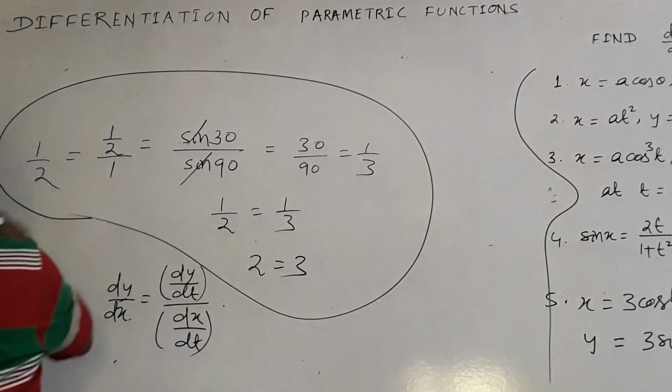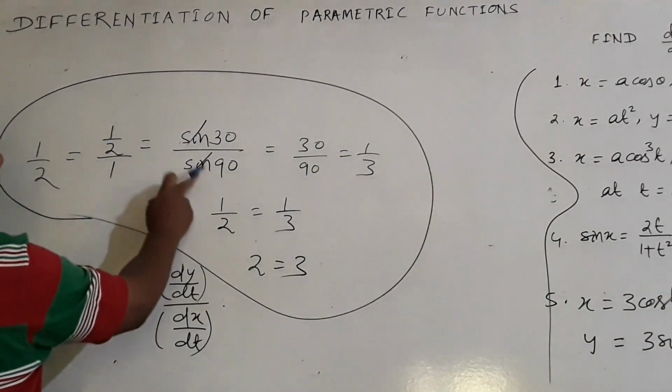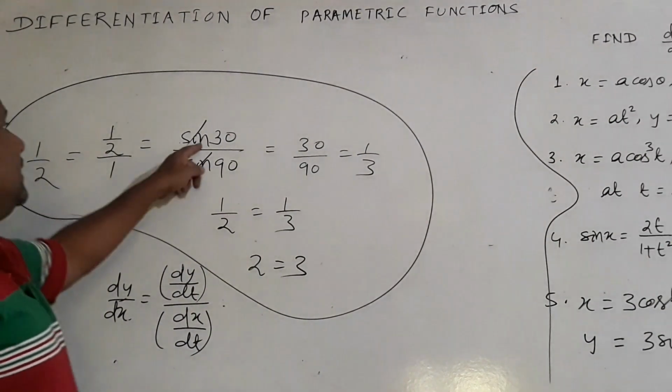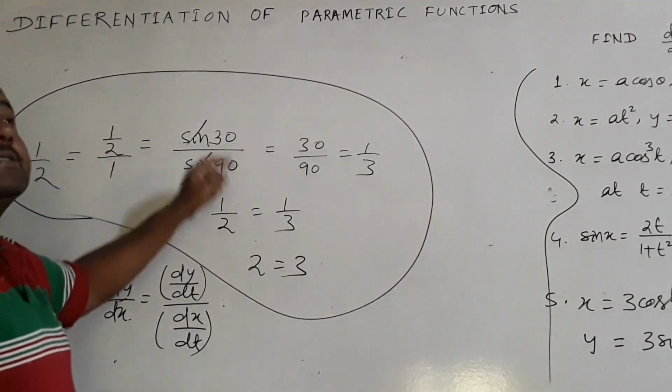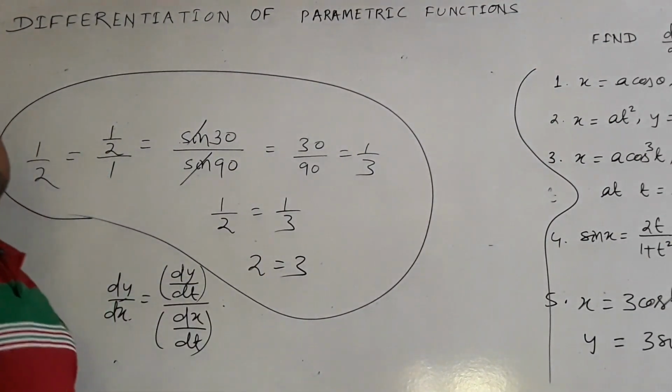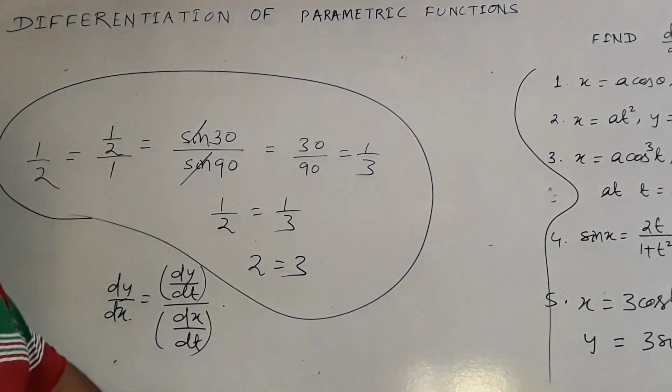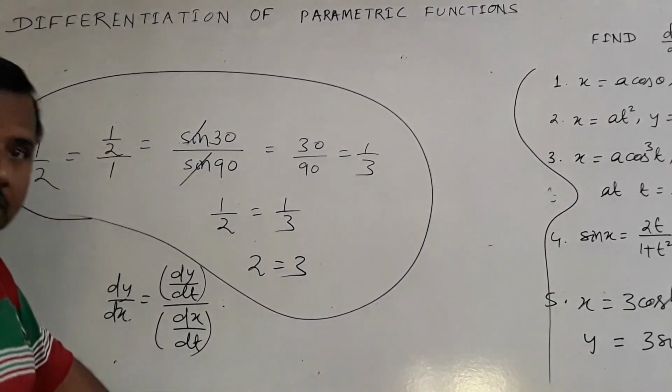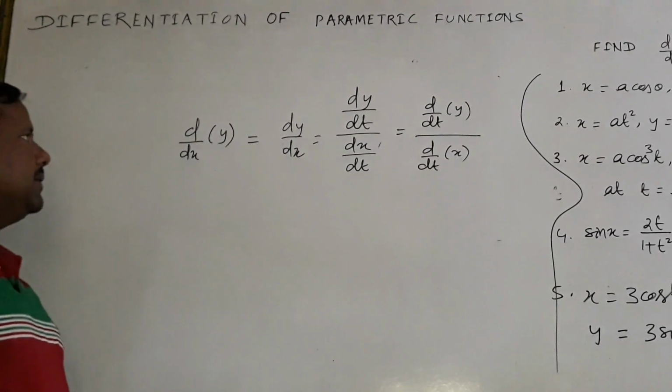You should remember, they will never cancel. It is not a multiplication of sin into 30. It is sin of 30, which means it is an operation. I will tell you this in the chapter on functions. I am repeatedly telling it.